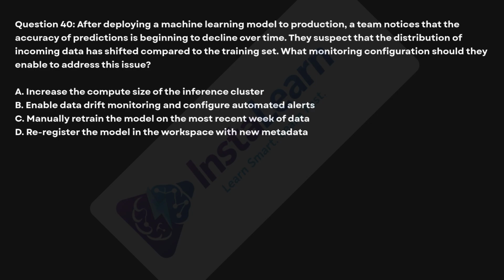Question 40. After deploying a machine learning model to production, a team notices that the accuracy of predictions is beginning to decline over time. They suspect that the distribution of incoming data has shifted compared to the training set. What monitoring configuration should they enable to address this issue?